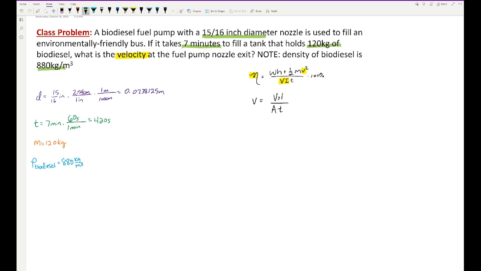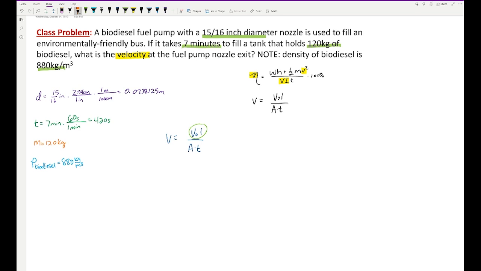Now let's start looking at our velocity equation. Our velocity equation is volume over area times time. The big red flag with this formula is volume. We're not given any specific volume for our situation. However, we are given mass and we are also given density.